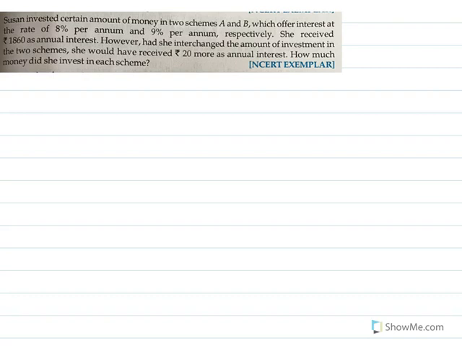Suzanne invested a certain amount of money in two schemes, A and B, which offers interest at a rate of 8% per annum and 9% per annum respectively. She received 1,860 as annual interest. However, had she interchanged the amount of investment in the two schemes, she would have received 20 more as annual interest. How much money did she invest in each scheme?